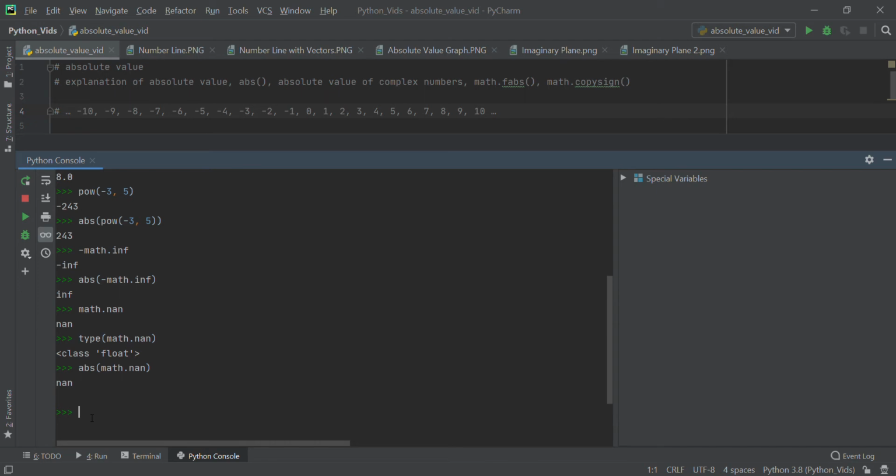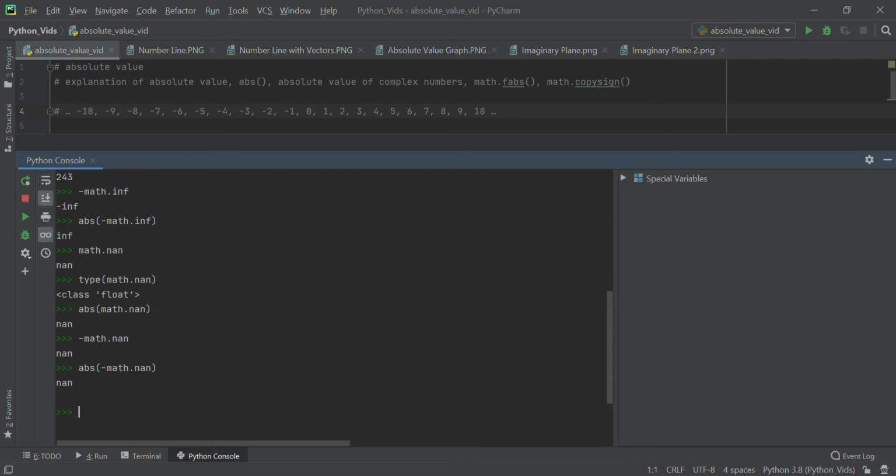But what if we tried this negative math.nan? Well, first of all, is negative math.nan even a thing? Not really. See, it just gives you nan again, but just for the sake of doing it, absolute value of negative math.nan gives you nan again.